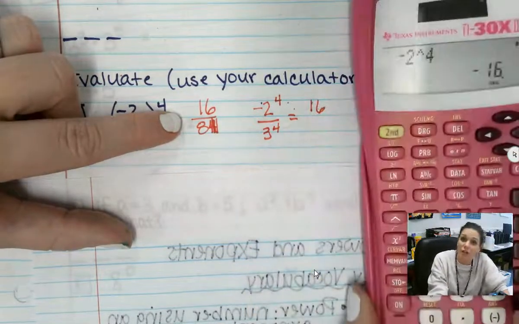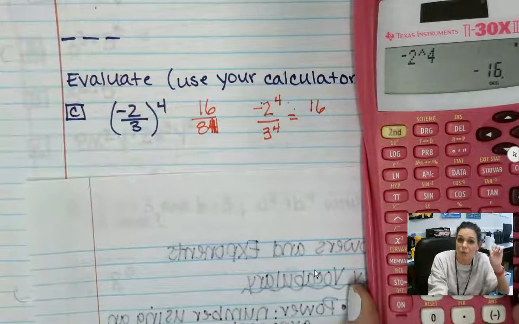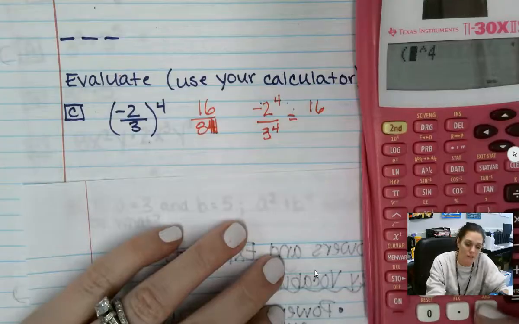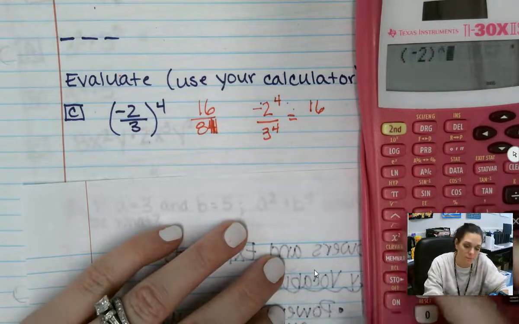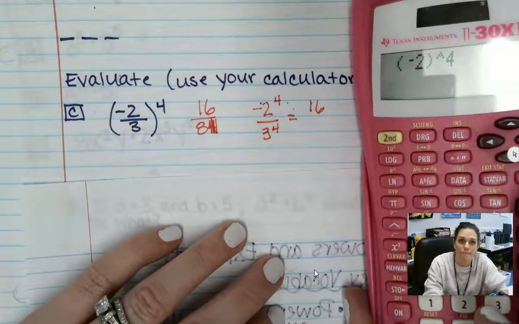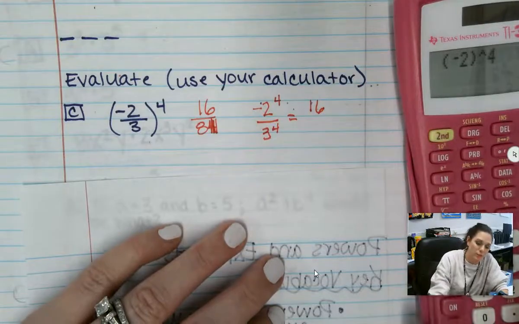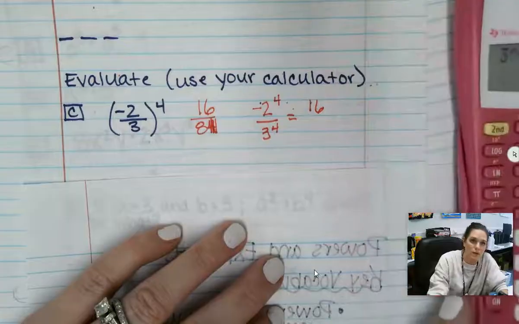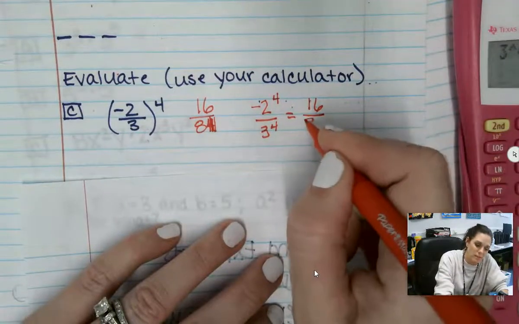Now notice my calculator just showed negative because it's doing 2 to the 4th and then it's applying negative. If you want the true correct answer, you should have used parentheses. Okay. And then if I do 3 to the 4th power, notice I get that 81. So I'm going to get the same answer.